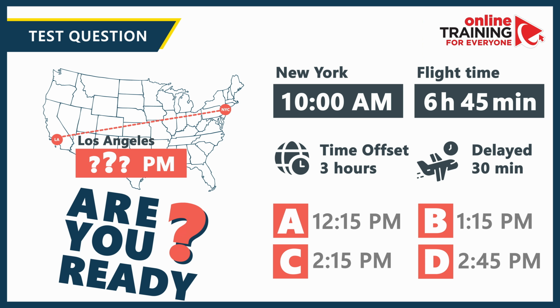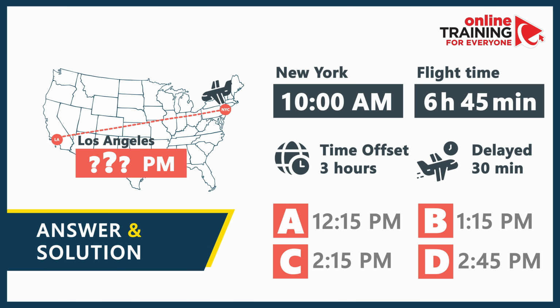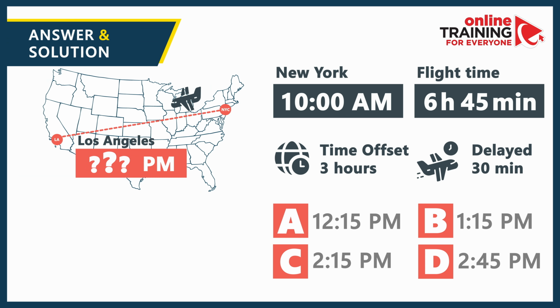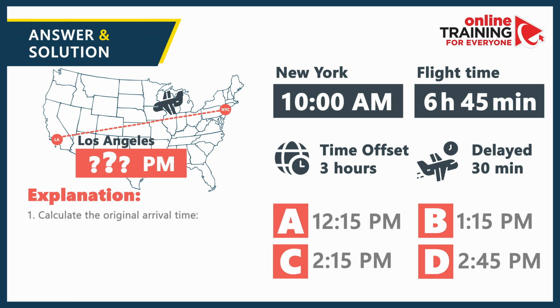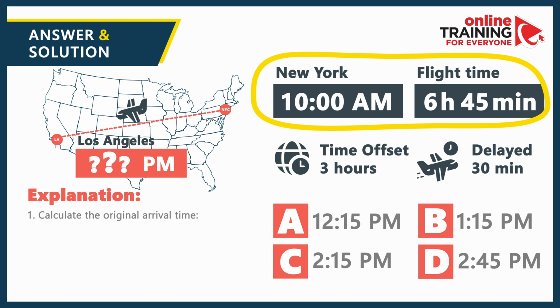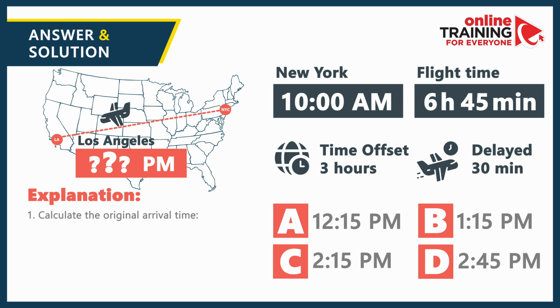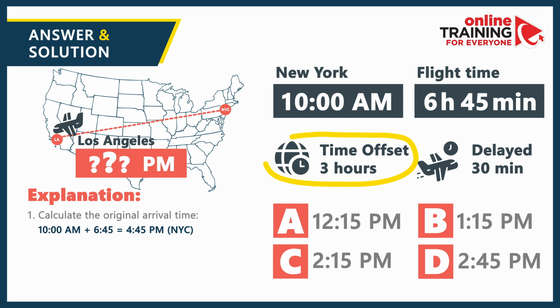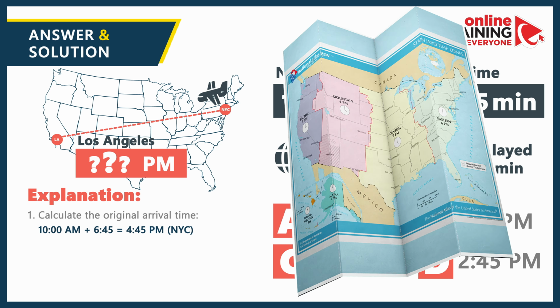Time's up. Are you ready? The solution is clear once you see it, but it takes some thought to get there. Let's dive in. To solve this challenge, let's calculate the original arrival time. If departure is 10 a.m. and flight duration is 6 hours and 45 minutes, 10 a.m. plus 6 hours and 45 minutes would equal 4:45 p.m. in New York time. But in the original question, we've learned that the destination is in time zone 3 hours behind New York. Let's look at the map.